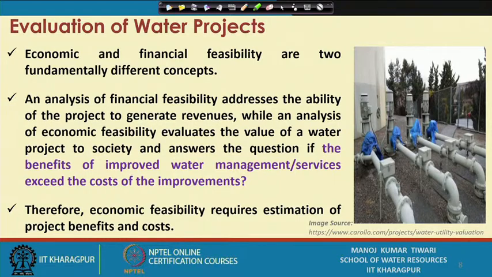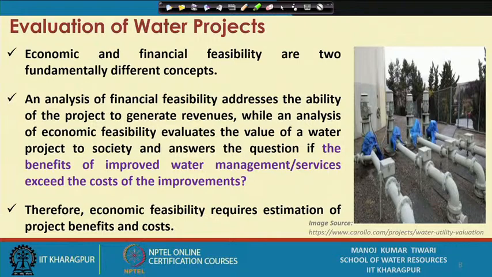So, in a larger perspective, the value of the project to society and environment, it primarily answers the question of whether the benefits of improved water management or services that will come out of that project exceed the cost of improvements. The difference between financial and economic feasibility is that financial feasibility is evaluated only in terms of revenue: when we see that the net amount invested is going to be recovered in terms of the revenue generated, it is financially feasible.